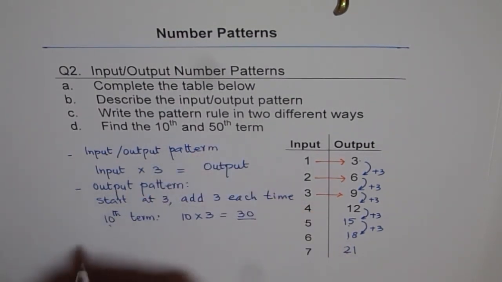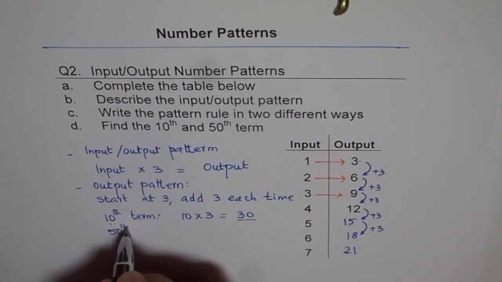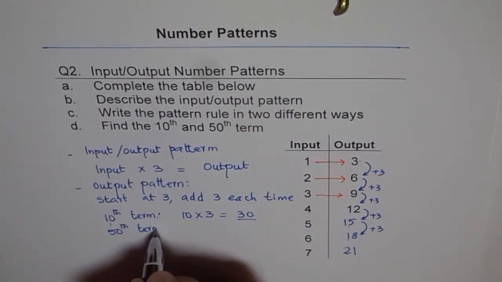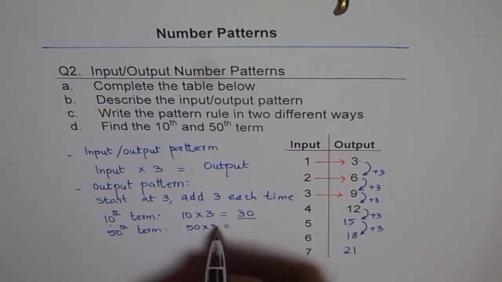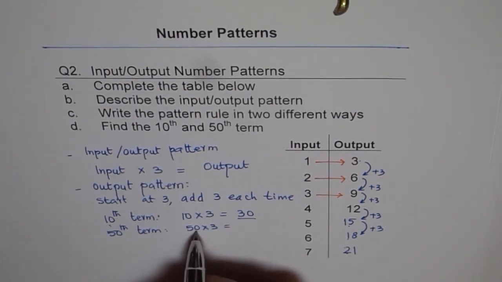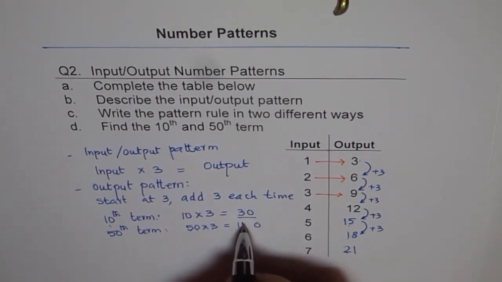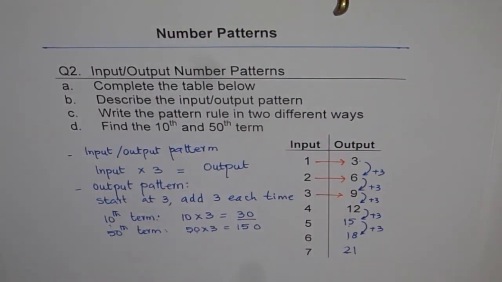How about the 50th term? The 50th term will be 50 times 3, right? If it is difficult, for 50 just write 0 first and do 5 times 3, which is 15. So it is 150. Do you see how we got the answer? That is how you'll get it, okay? Now do it again in your notebook. Write all the answers neatly. Thank you and all the best.